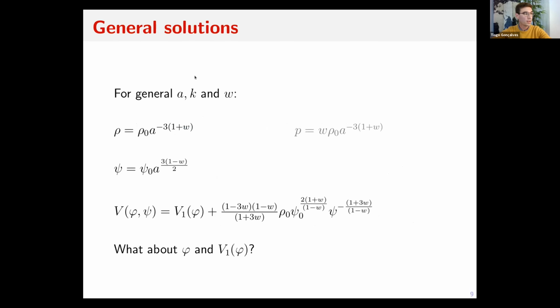And this is exactly what we do, even without specifying the scale factor or the curvature, nor the equation of state. We have the familiar result that we also have in GR for the density, pressure just applying the equation of state. And here then is the solution for the scalar field psi. Having these, we are now in position as well to find at least part of the potential, which we find to be separable. And we are able to solve for the part that depends on psi. The only thing now left for us to solve for is the scalar field phi, and to find its part in the potential. To do that, we'll then need to impose further constraints.